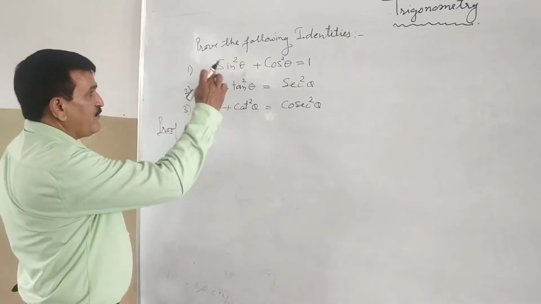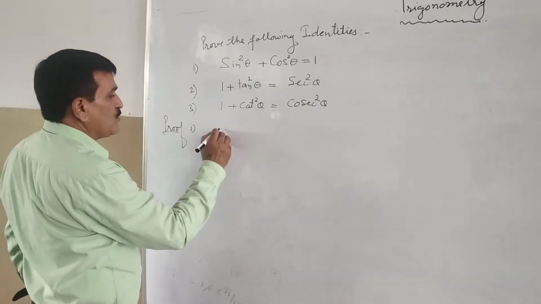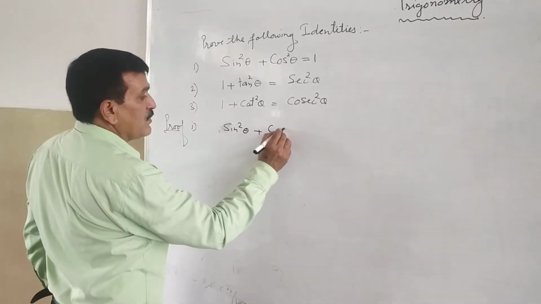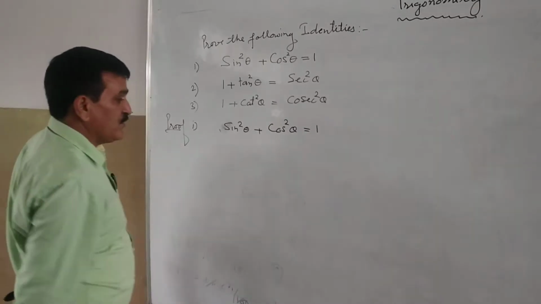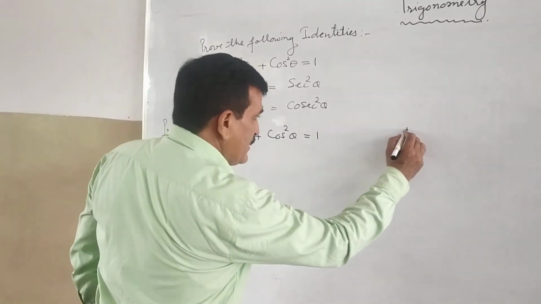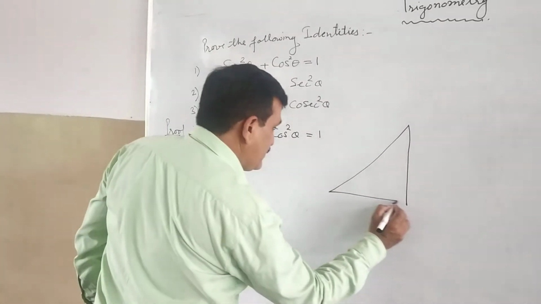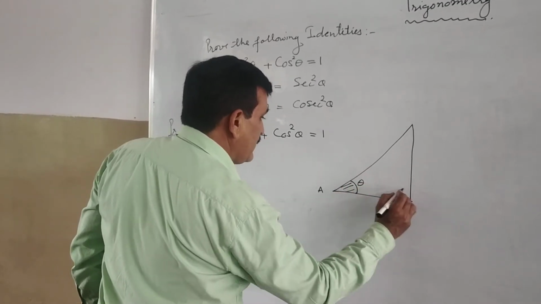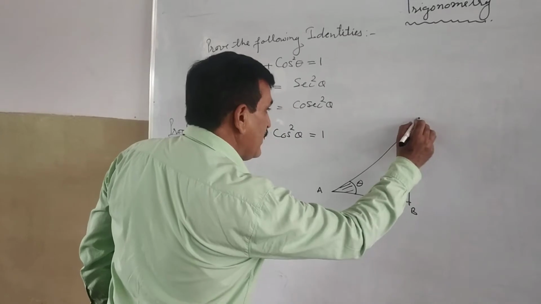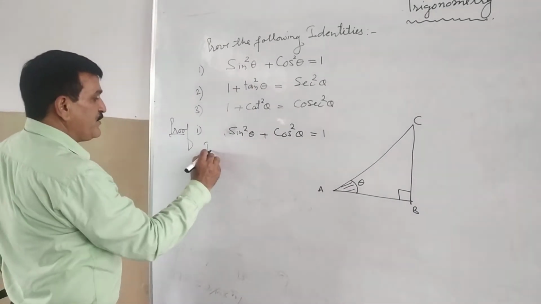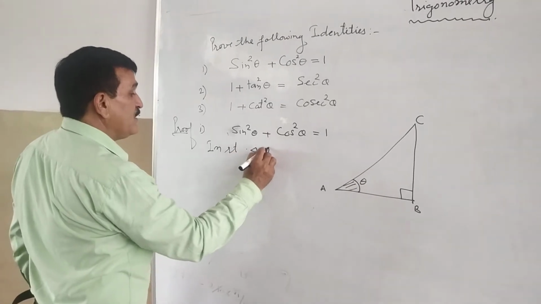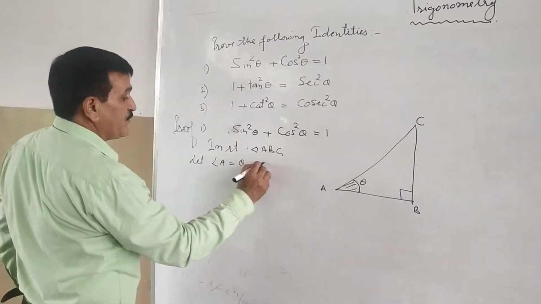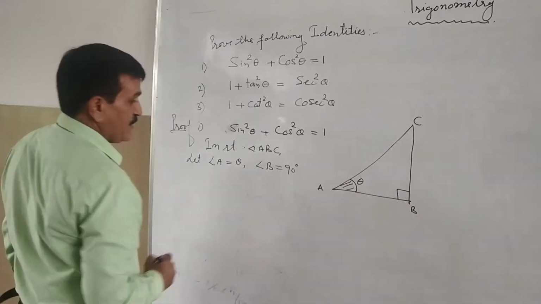So first of all, we will prove sin square theta plus cos square theta is equal to 1. So let us first draw a right angle triangle ABC, in which angle A we will take as theta and B as right angle, and this is C. So in right triangle ABC, let angle A is equal to theta, angle B is equal to 90 degrees.